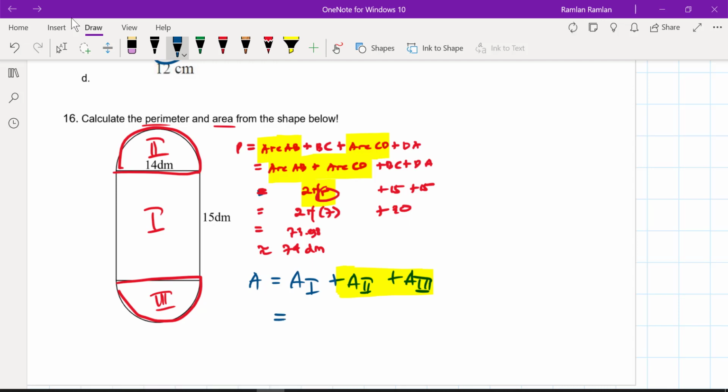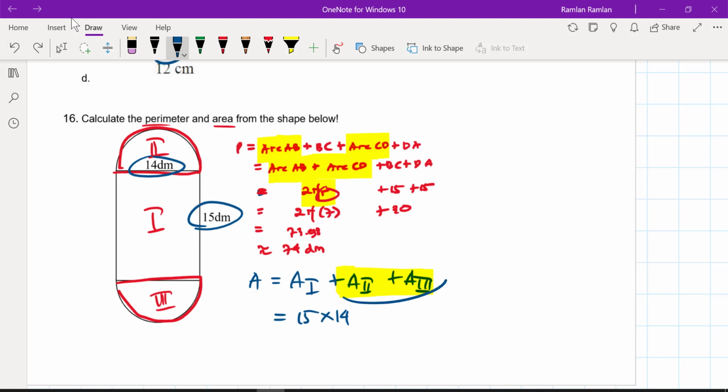Okay, now the first one is area 1. It is a rectangle, so this rectangle here. Remember that to find the area of a rectangle, you only need to multiply the length and the width. So this is the length and this is the width, so that'll be just 15 times 14. That is for area number 1.